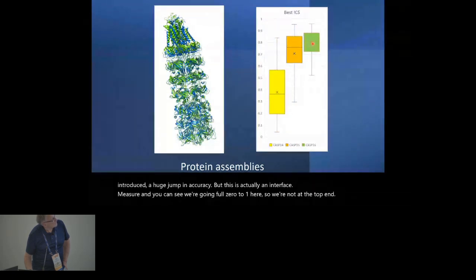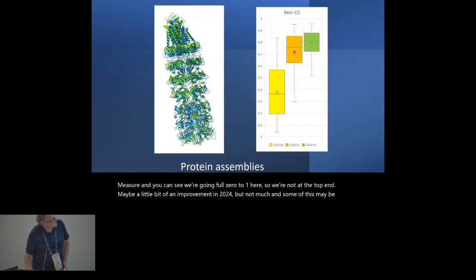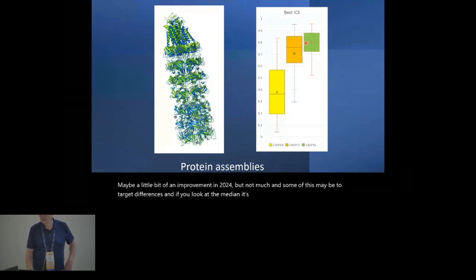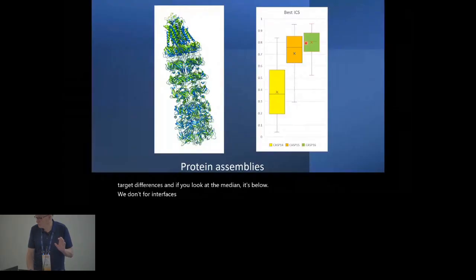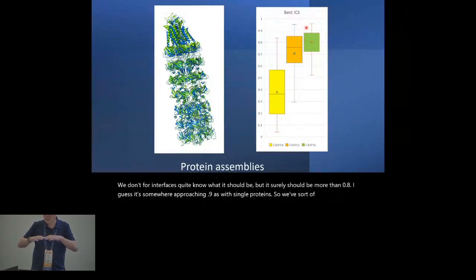Maybe a little bit of an improvement in 2024, but not much. And some of this may be with target differences. And if you look at the median, it's below 0.8. We don't, for interfaces, quite know what it should be, but it surely should be more than 0.8. I guess it's somewhere approaching 0.9, as with single proteins. So we've sort of saturated in 2 CASPs.